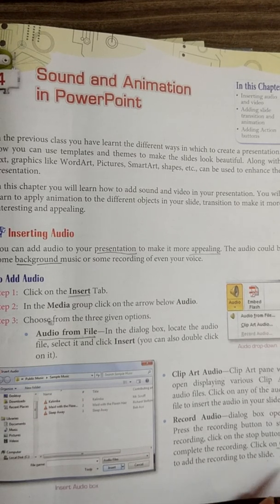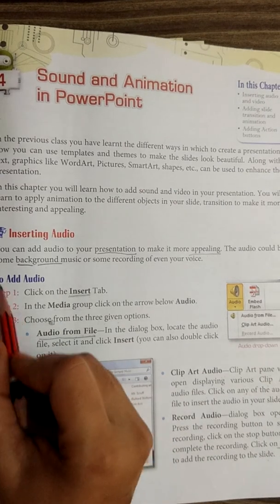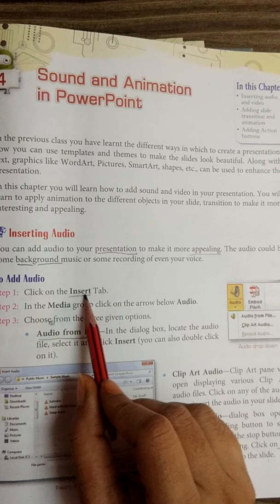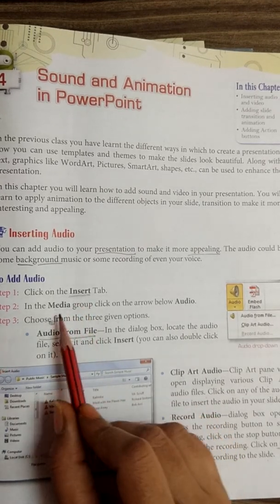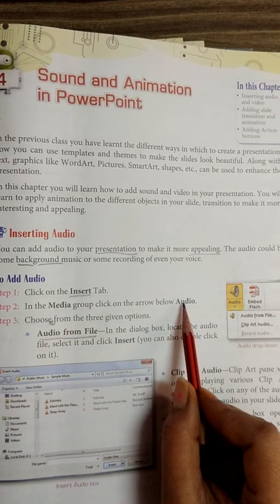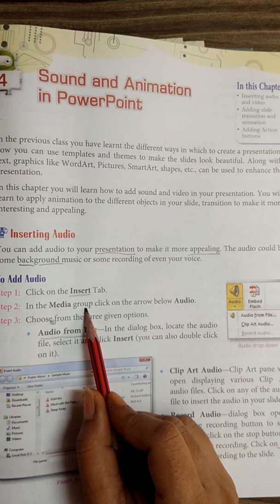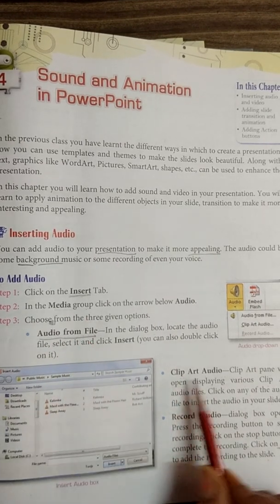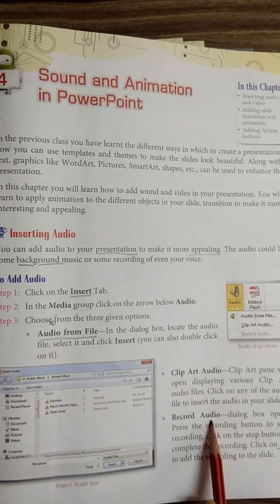So I hope you understand, students, these three options to add audio. What are the three? Again, I'm just telling you. You have to first of all click on the insert tab. Then you can click on audio under the media group. Okay, under it three options are present: audio from file, clip art audio, and record audio.